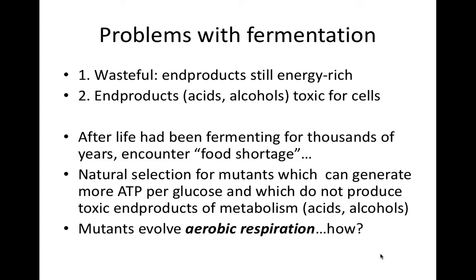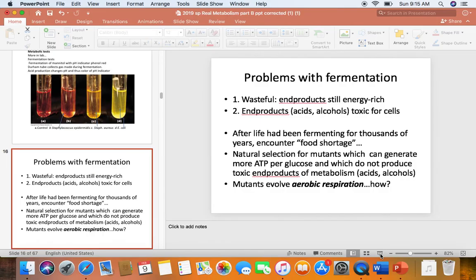So because fermentation is wasteful, we could say that after maybe many, many years as the cells grew and divided, they may have encountered a food shortage because they were wastefully using up all of their preformed organic molecules. So there would have been natural selection for mutants who could make more ATP per glucose without making such toxic end products. So it was these mutants that were selected that eventually evolved aerobic respiration. So we're going to end this video here, and then we'll be introducing aerobic respiration in the next video.